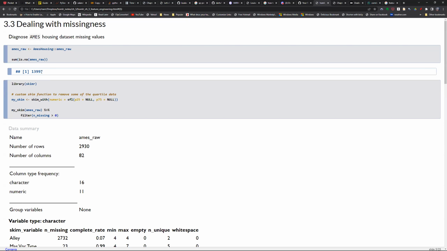So here we see that the raw data set has 13,997 missing values. So you have a lot there. Okay. So, but where are they?